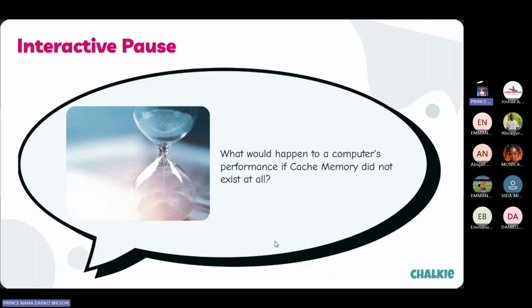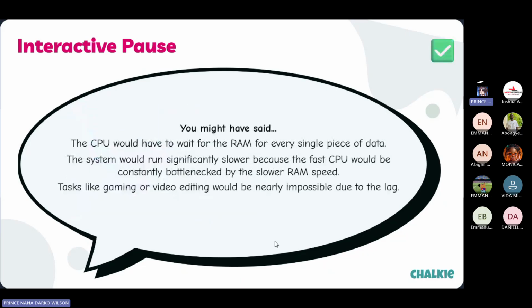He's right. So he says the CPU will have to wait for the RAM for every single piece of data. The system will run significantly slower because the fast CPU will be constantly bottlenecked by the slower RAM speed. Tasks like gaming or video editing will be nearly impossible due to the lag. Right. Cost versus performance trade-off.